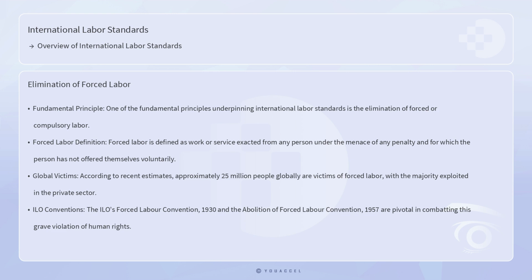According to recent estimates, approximately 25 million people globally are victims of forced labor, with the majority exploited in the private sector. The ILO's Forced Labor Convention 1930 and the Abolition of Forced Labor Convention 1957 are pivotal in combating this grave violation of human rights. These conventions obligate ratifying countries to take effective measures to eradicate forced labor in all its forms.